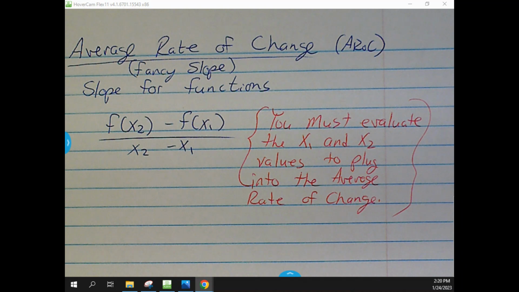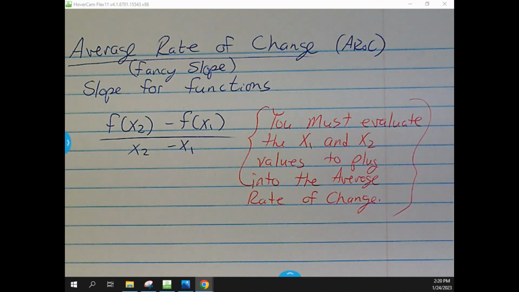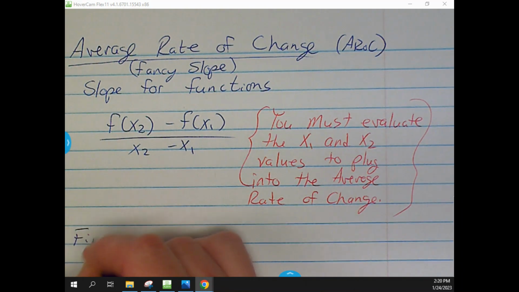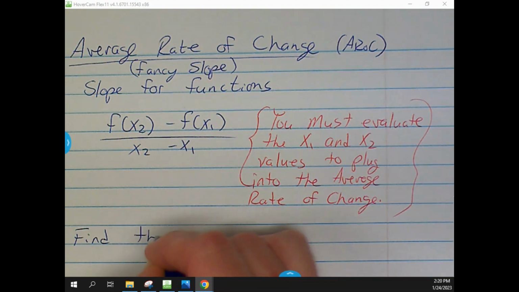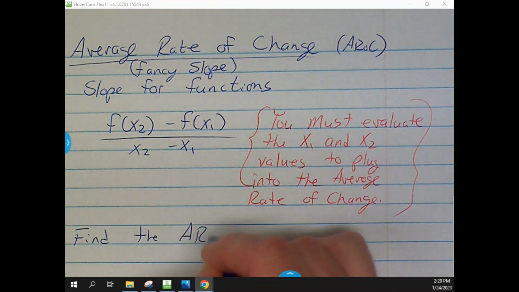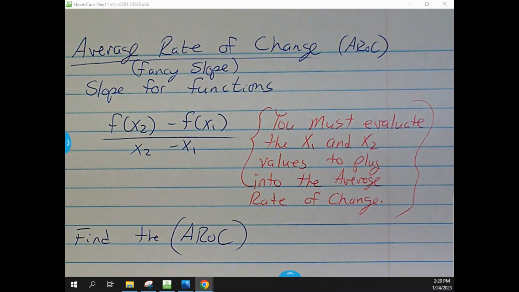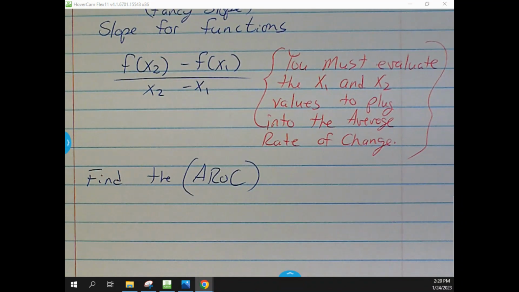Okay, so here's what the example would kind of look like. Just for simplicity's sake, instead of saying average rate of change, we're going to call it AROC for short here. Find the average rate of change.